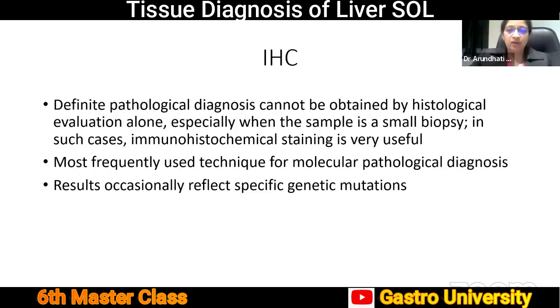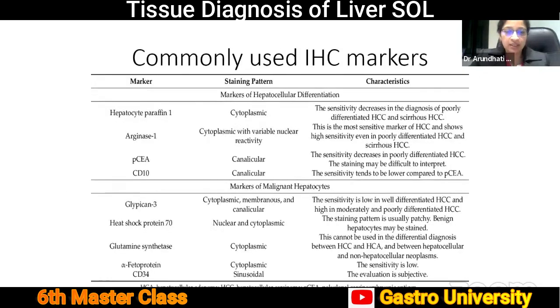So in spite of having biopsy material or tissue blocks along with FNACs, sometimes a definitive pathologic diagnosis cannot be obtained by a histologic evaluation alone. And this is where immunohistochemistry plays an invaluable role. This material can also be used for molecular testing. Immunohistochemistry also occasionally reflects specific genetic mutations. So the markers that are most commonly used in practice are one set of markers of hepatocellular differentiation, which includes hepatocyte paraffin 1 or HEPAR1, arginase 1, and polyclonal CEA.